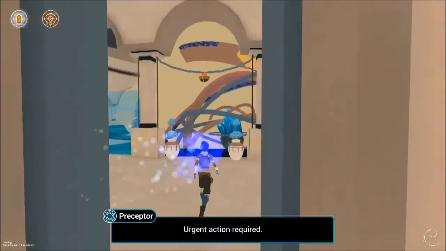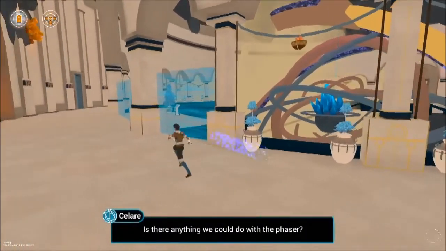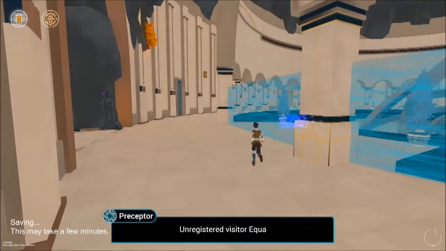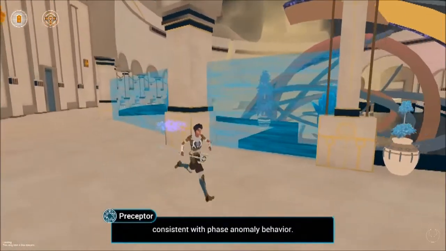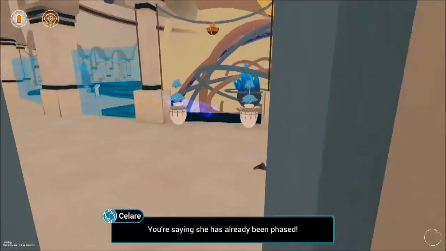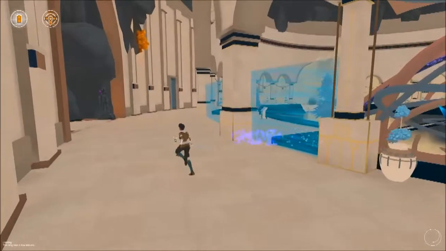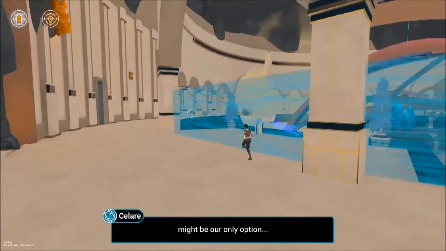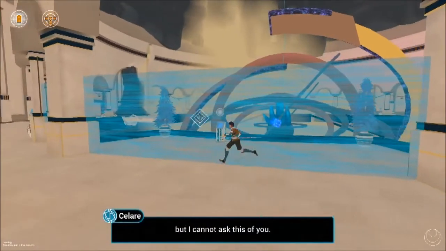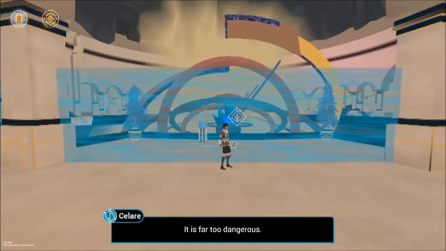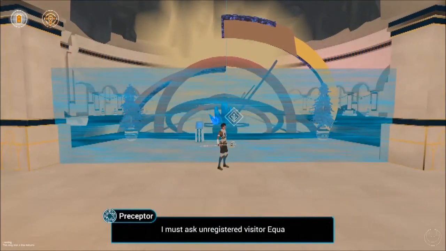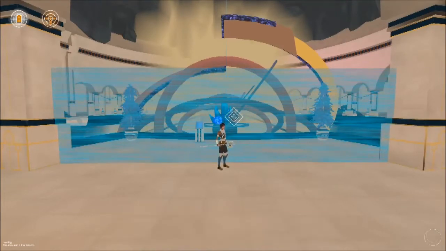Power levels building. Urgent action required. Is there anything we could do with a phaser? Unregistered visitor Equa possesses abnormal phasing signature consistent with phase anomaly behavior. You're saying she has already been phased? How could this have happened? Phasing yourself through the barrier might be our only option, but I cannot ask this of you. It is far too dangerous. Then logically, I must ask unregistered visitor Equa to attempt transphasing of herself on behalf of registered entity Solari. I can only hope this will work. I can't ask this of you.